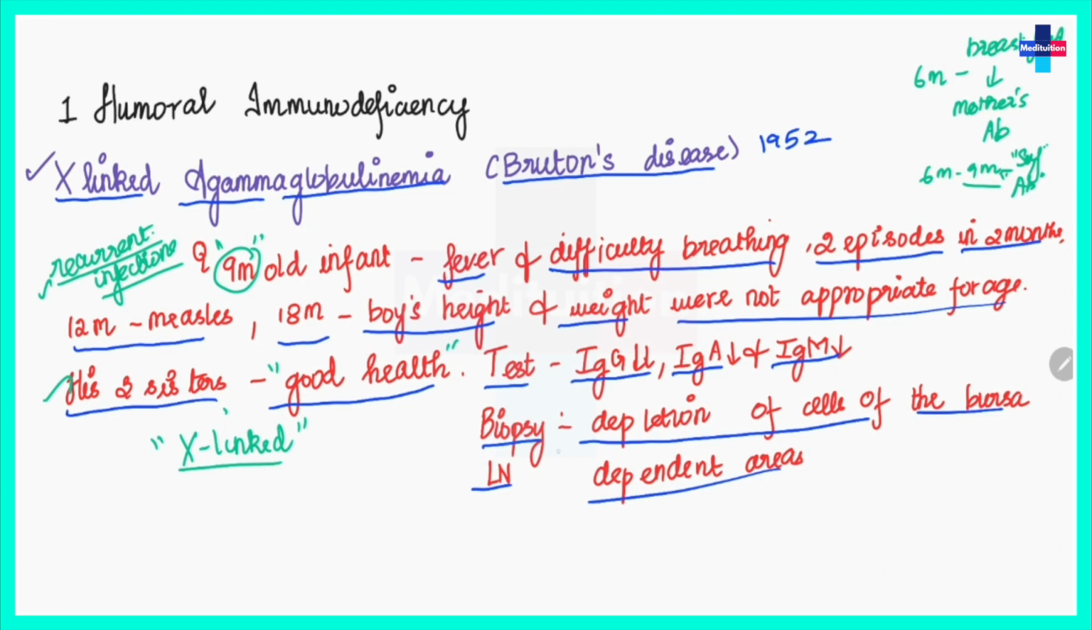Then we can see there is depletion of cells of the bursa-dependent areas in his lymph node. So some cells are getting depleted, and these cells have something to do with the production of antibodies, and we know antibodies are produced by B cells.